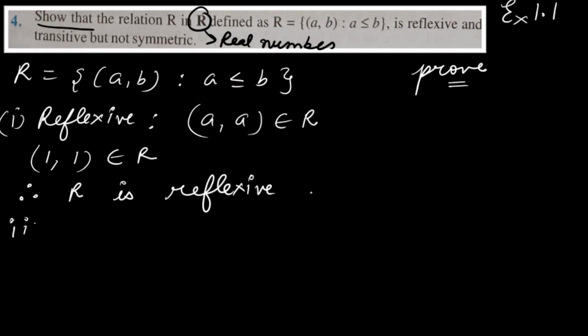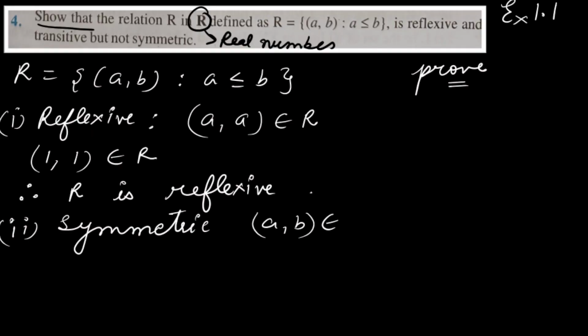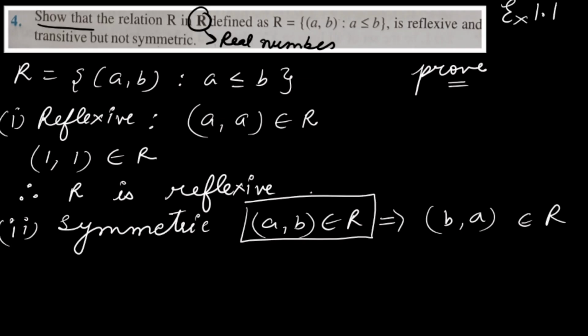Okay, now the second part, symmetric. For symmetric we know if (a, b) belongs to R, it implies (b, a) should also belong to R. If one ordered pair exists, the reverse should also exist in the given relation. Let's take one example, (1, 2). I know it belongs to R because it satisfies a ≤ b. Here this is a, this is b, and 1 is less than or equal to 2 because 1 is less than 2.